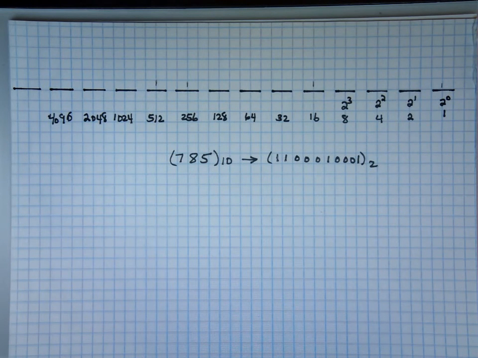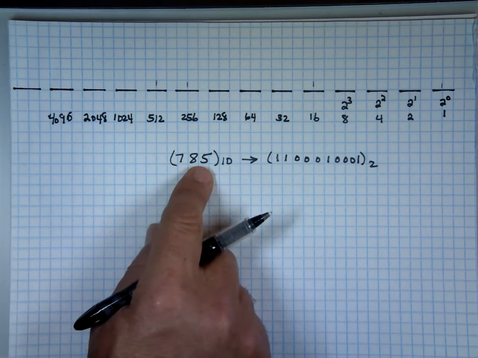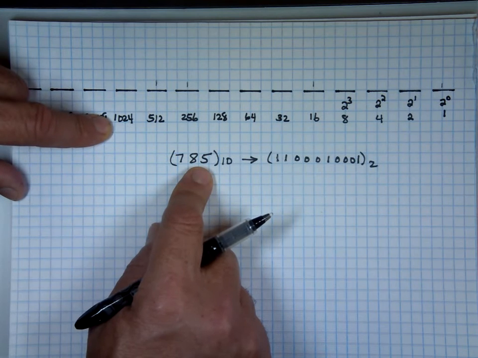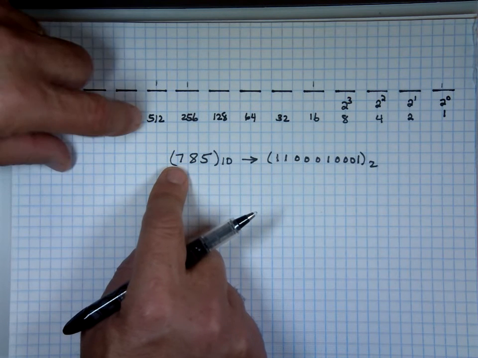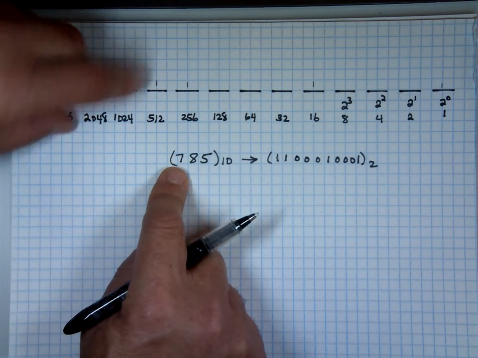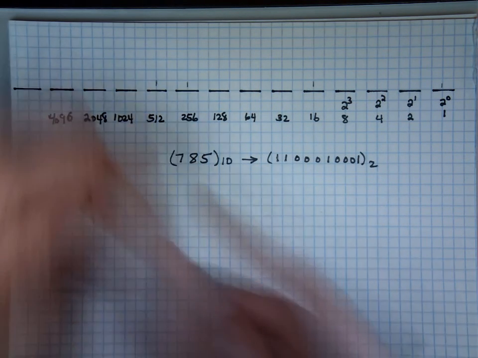Yes? How come you pick 512 as your starting point? Because I'm trying to find the biggest number that's less than 785. The biggest number is 512. So it can't be this one. That's why I start with this. Once you put a 1 here, you subtract 512 from that number, and you look at the remainder.